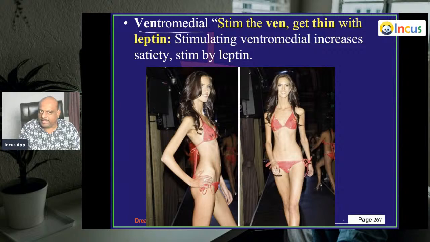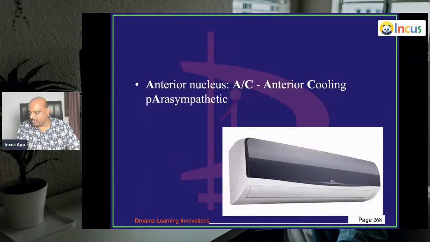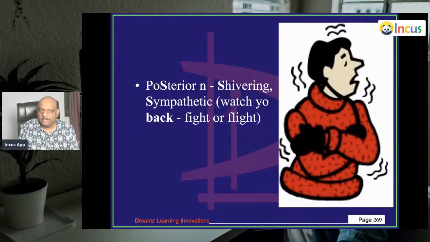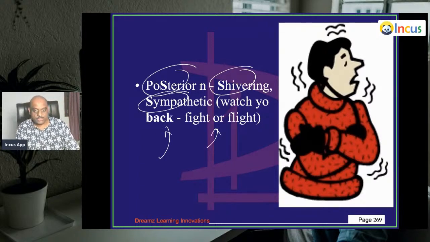So, ventromedial nucleus. Stim the ven, get thin with leptin. So stimulating ventromedial increases satiety. Stim by leptin is what you need to remember. Then anterior nucleus, remember AC, anterior hota hai cooling and parasympathetic. Posterior hota hai shivering, sympathetic. Watch your back, fight or flight is what you should remember.